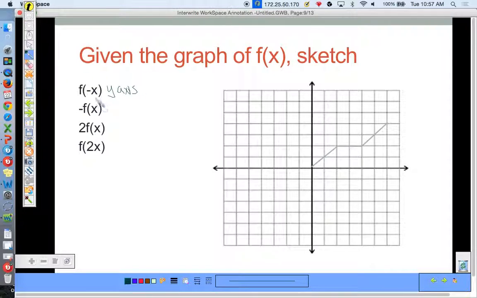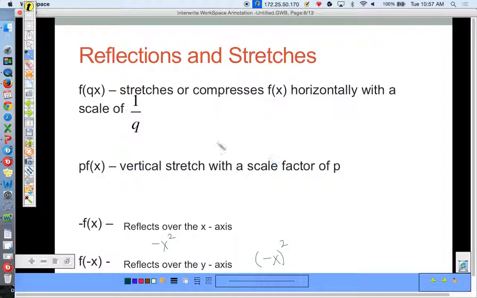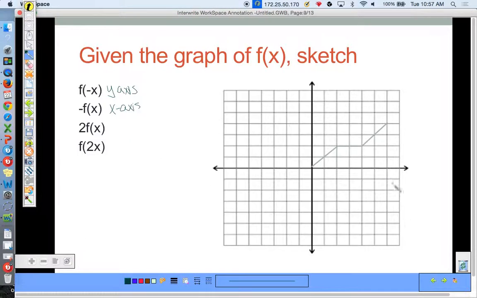This one, it's the x, and when we think about this, f of x is our y value. So we're taking the opposite of y, so we're flipping it down. So that has to be the x-axis. The 2 on the outside, let's see, that's a vertical stretch by 2.